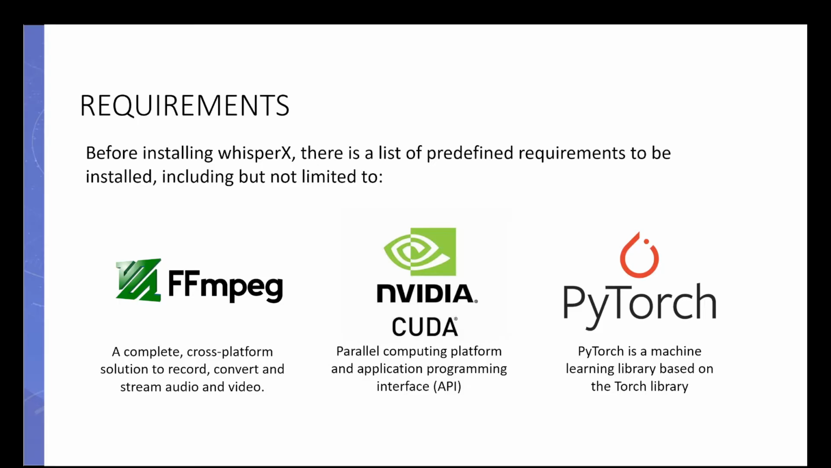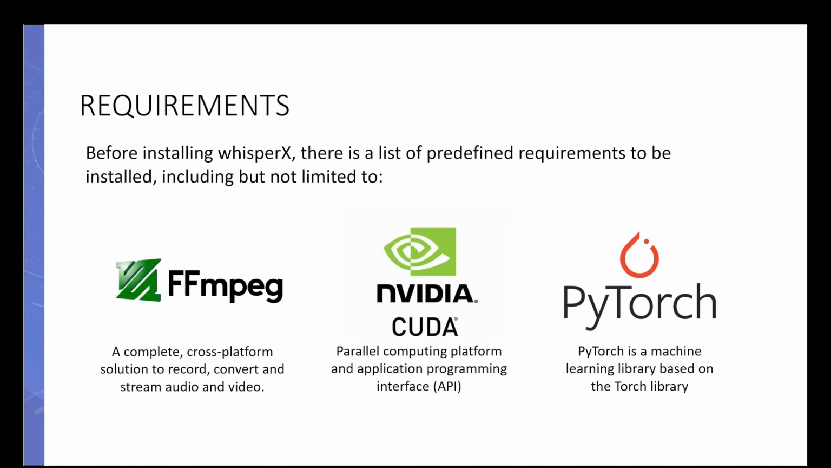NVIDIA CUDA is the parallel computing platform which allows you to run your code on GPU. And PyTorch is the machine learning library with which you write your own code and then utilize NVIDIA CUDA to run it on GPU, basically. So these are the main components, but there could be other prerequisites, which are usually included in a requirements text file in Python that you need to install to get WhisperX up and running.